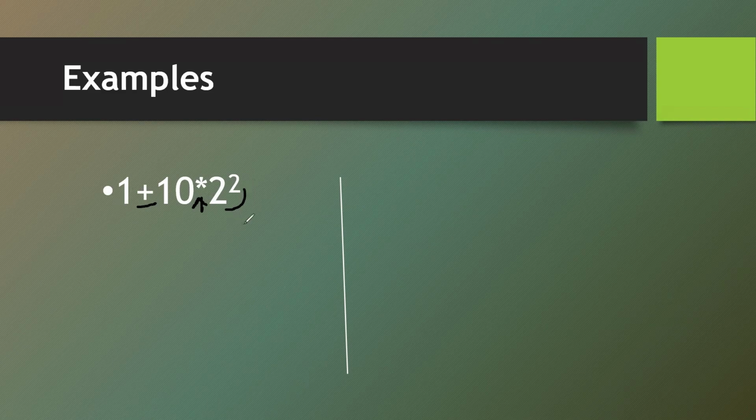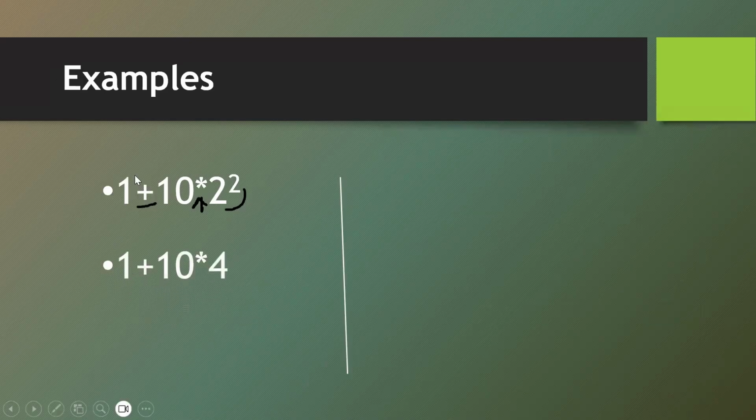So when you try to apply a multi-step arithmetic operation, Excel will ask first, is there a parentheses? No. Then is there any power? Yes. So the power will be applied first. After the power, Excel will ask, is there any multiplication or division? Yes, there is multiplication. So the multiplication will be applied second. Is there any addition or subtraction? Yes, there is addition. So the addition will be applied at the end, at the last step.